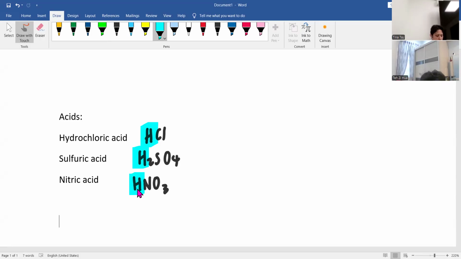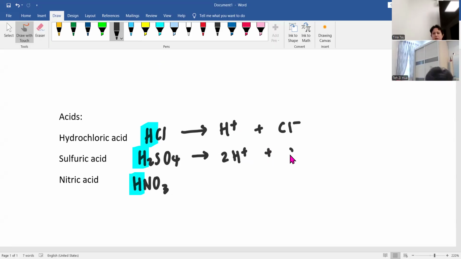If you write an equation, you dissolve this acid in water, it breaks apart to form hydrogen ion and chloride ion, hydrogen ion and sulfate ion, hydrogen ion and nitrate ion. Can you write this down first? You write this down because you're going to need it for later.